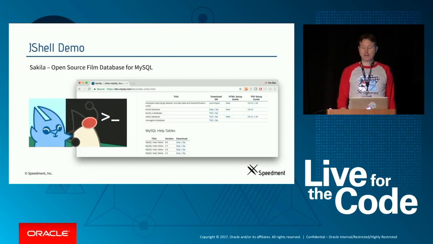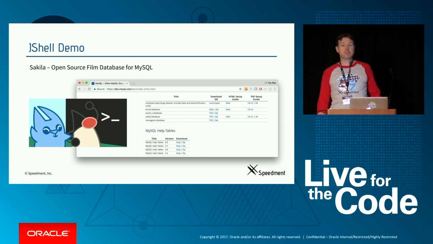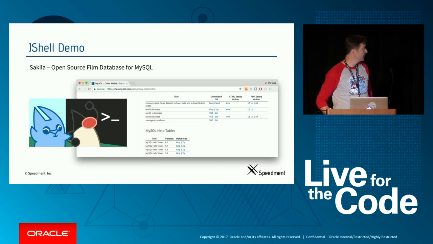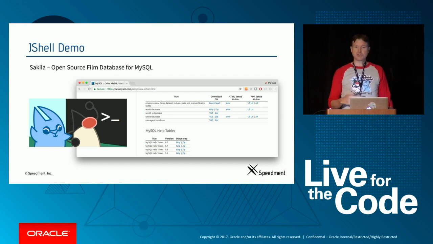I have a lot of slides, but I'm going to start by showing you some examples, and then you might understand it much better than if I just tell you what it's all about. In the examples I'm going to show today, I'm using an open source film database called Sakila that you can download directly from Oracle. You see the URL here. I'm going to use JShell to show you this.